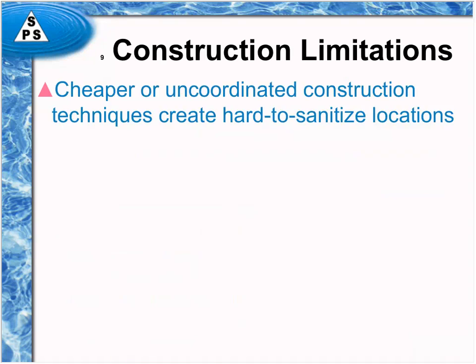Also, a cheaper mode of construction and the uncoordinated construction processes can lead to hard-to-sanitize locations. One of the cheaper ways of putting a system together is to put lengths of piping together with flanges separated with gaskets. This creates all manner of crevices in the water system where biofilm loves to grow and become essentially non-sanitizable locations if you're using chemicals. Heat can penetrate to them, but any kind of chemical sanitant can't. Typically, when you're using a cheap construction technique like this, it's not a hot water compatible system.